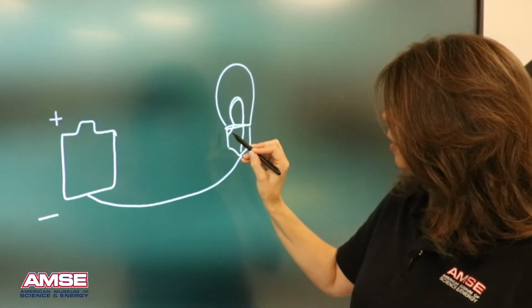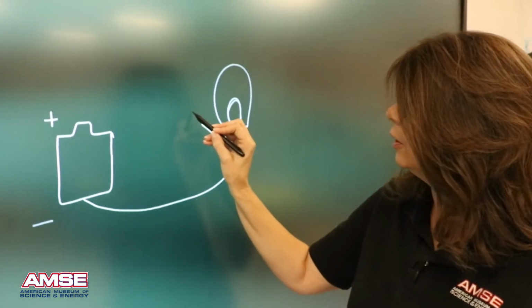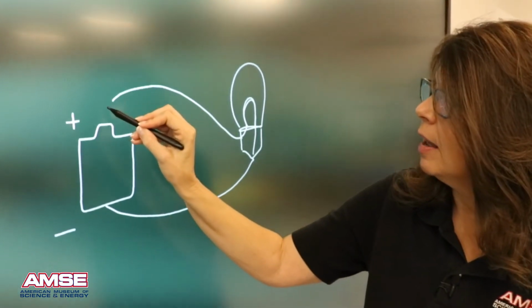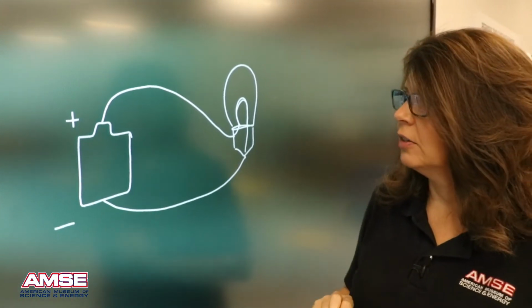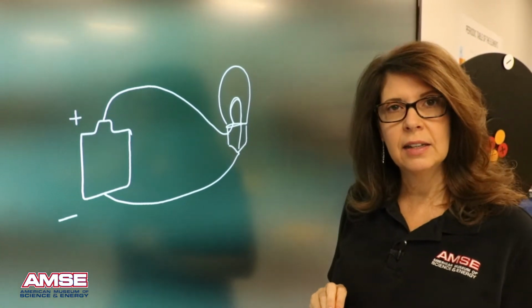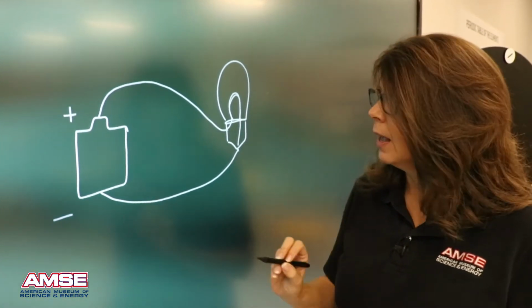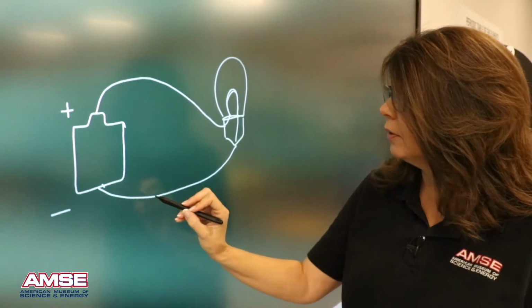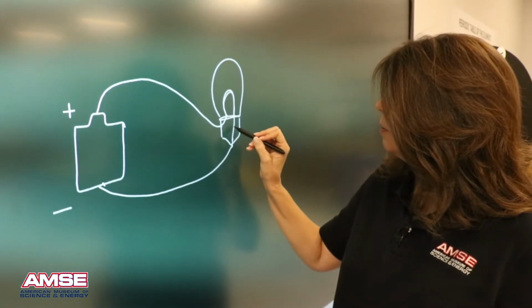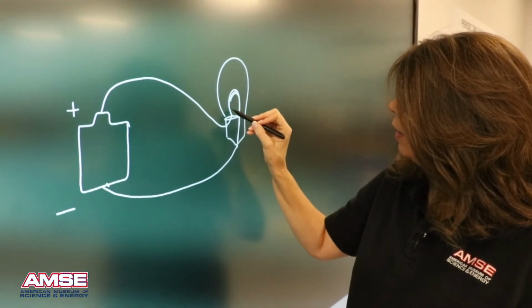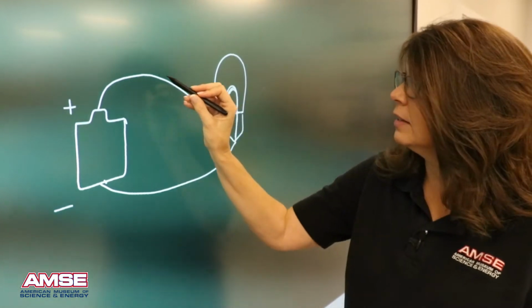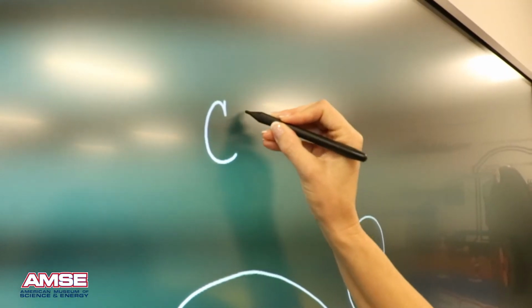From the side of the bulb, we can attach another aluminum foil strip and make a path for the electrons to travel to the positive end of the battery. So electrons have traveled into the bulb, through the bulb, back to the battery. The electrons have gone in a circle, so we call that a circuit.